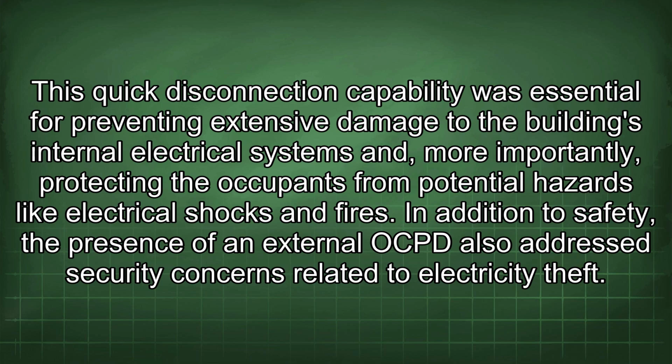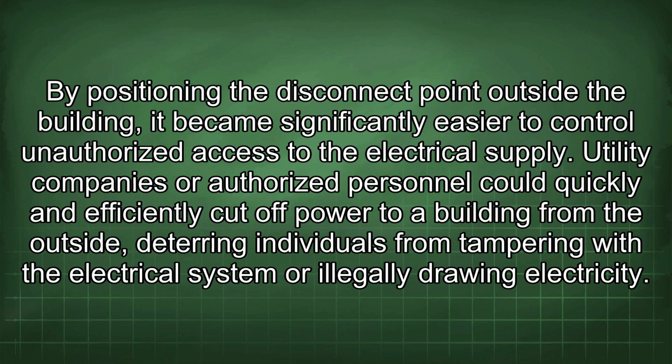In addition to safety, the presence of an external OCPD also addressed security concerns related to electricity theft. By positioning the disconnect point outside the building, it became significantly easier to control unauthorized access to the electrical supply. Utility companies or authorized personnel could quickly and efficiently cut off power to a building from the outside, deterring individuals from tampering with the electrical system or illegally drawing electricity.